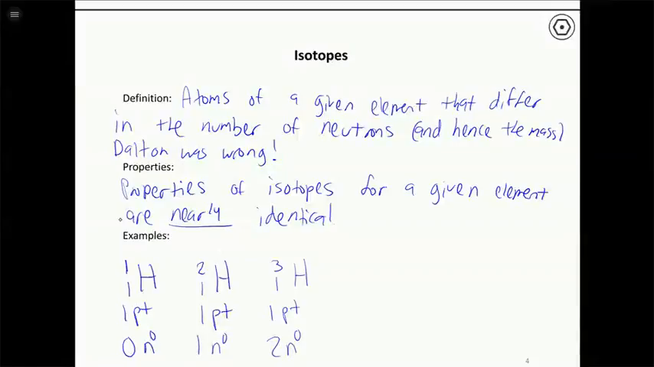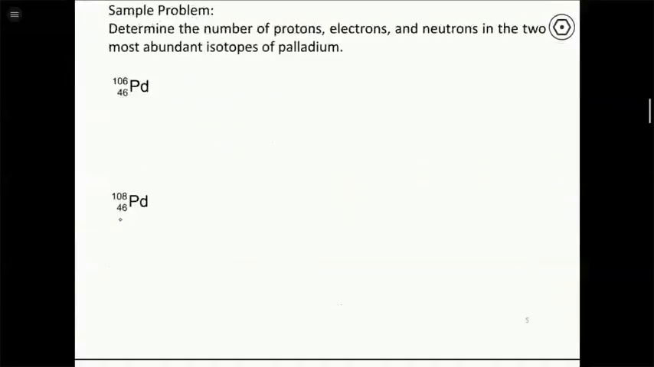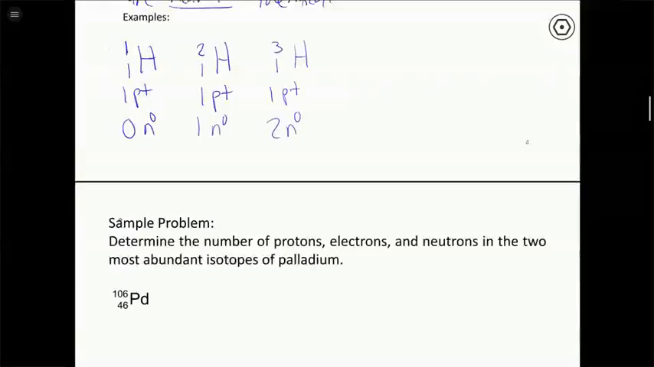Okay, so that's sort of the definition of isotopes, and we should realize then that the atoms for a given element do not have to have the same number of neutrons. There can be different numbers of neutrons for different atoms of that element. So let's look at a couple of examples of this and just the type of problems you'll have to do either on the homework or the test in the future.